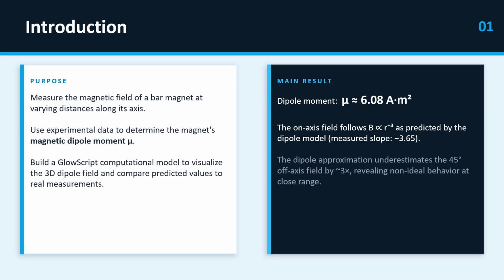The result is that we found a moment of 6.08 amps times meter squared, and this is consistent with the relationship that the field has a direct relationship with 1 over r cubed. And you can see it displayed in the graph later on. Now, the dipole approximation on the 45 degree was a bit off, which most likely stems from how close the bar magnet is to the phone.